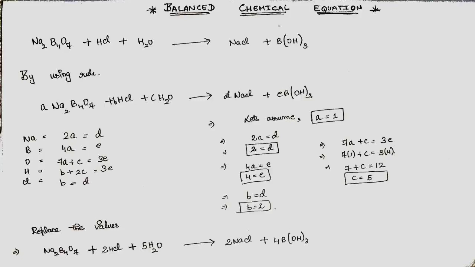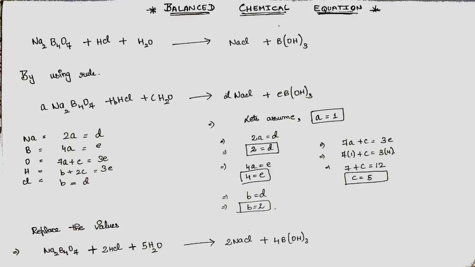Coming to the next, for boron we have found 4A equals E. So from here we can find the E value. Replace A with 1 and find E. So we get E equals 4. And for chlorine we wrote that B equals D. D we have already found, D is 2. So we can replace that here and we also get B equals 2.